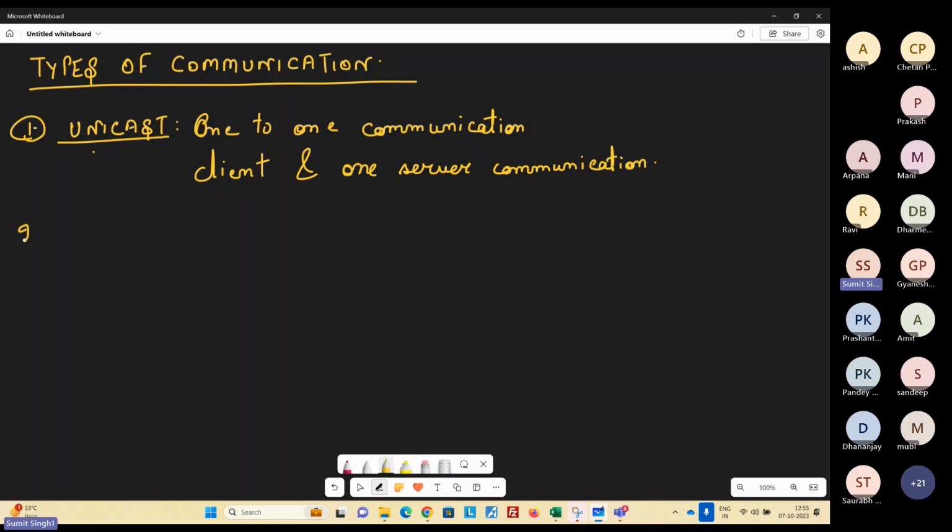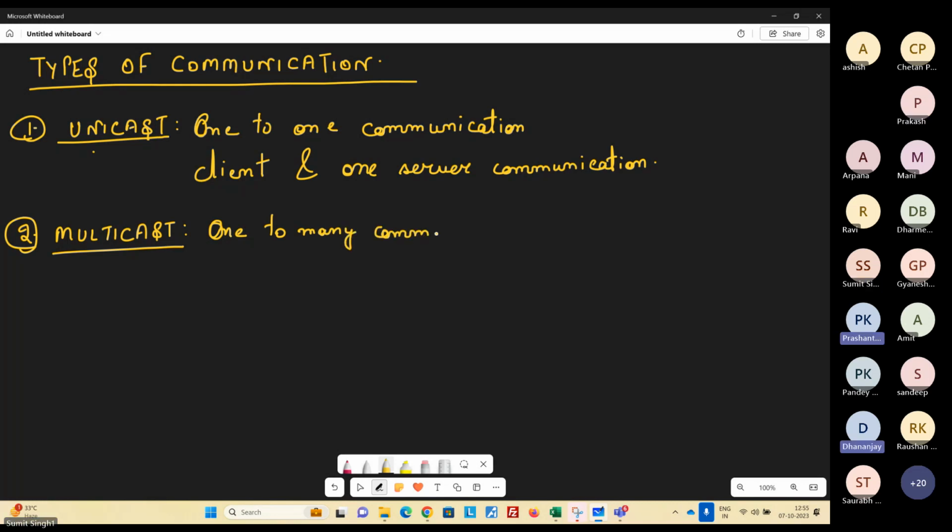Okay. Second, we have multicast. What is multicast? Anyone? One to many. Okay. What do you mean by one to many then? Like with an example, suppose I have a WhatsApp group with many people, and I am sharing a message and it is reaching everyone. Hmm, that is called multicast? That is more of a broadcast as well.